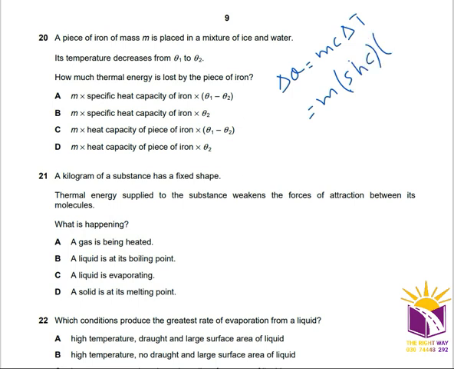And delta T will be equal to θ1 minus θ2. The temperature decreases from θ1 to θ2, so the change in temperature will be θ1 minus θ2. So A is the right option, where M is the mass, C is the specific heat capacity, multiplied by the change in temperature, θ1 minus θ2.